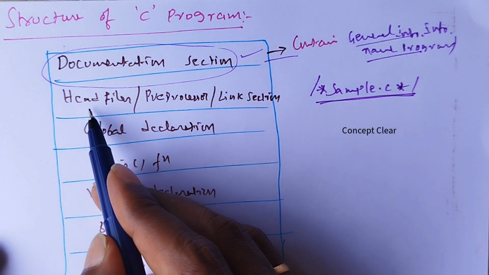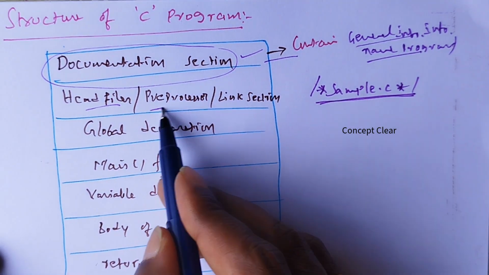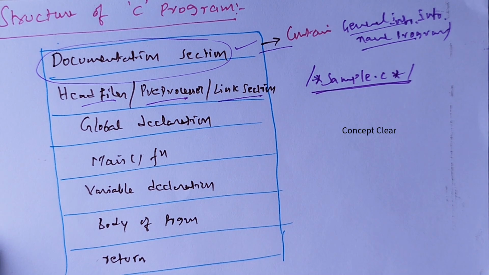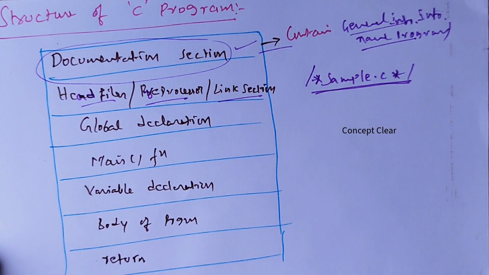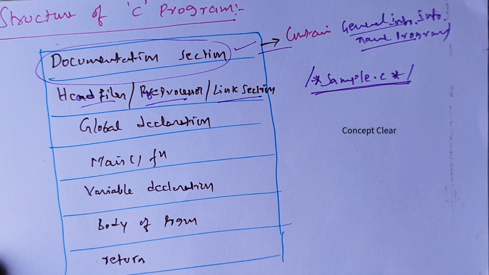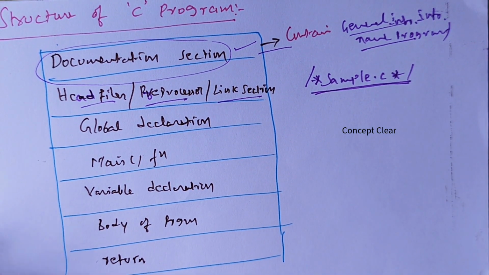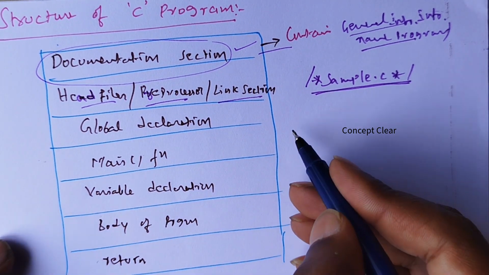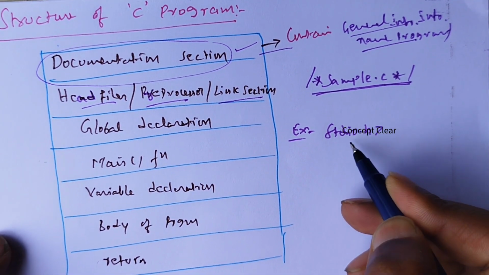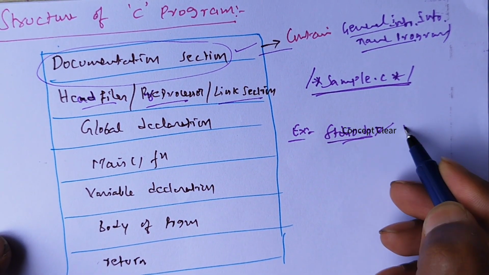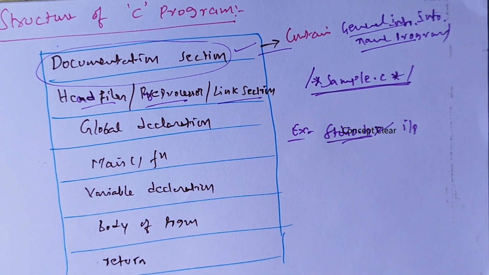The second one is header files, the preprocessor or linking section. What is the meaning of header files? In this section, all the required files will be added to the program. What are the files we need to execute the program? Those files will be added to the program. For example, here we will add stdio.h. Generally, we know the meaning of stdio.h: it is nothing but the standard input output file.